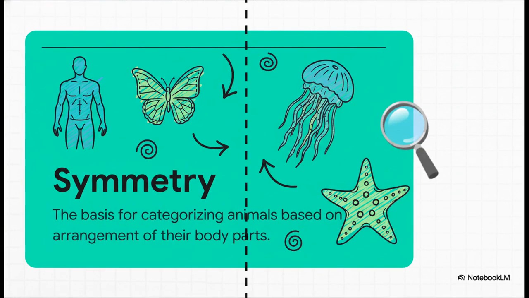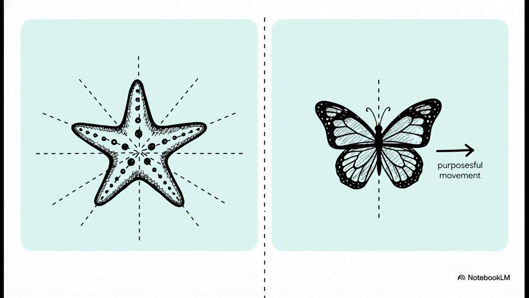Next up is the basic floor plan. We call it symmetry. It's all about how an animal's body parts are laid out. And this is one of the most fundamental design choices in the entire animal kingdom, and it really comes in two main flavors. So on one hand, you've got radial symmetry, like a jellyfish. Everything is arranged around a central point, kind of like the slices of a pie.